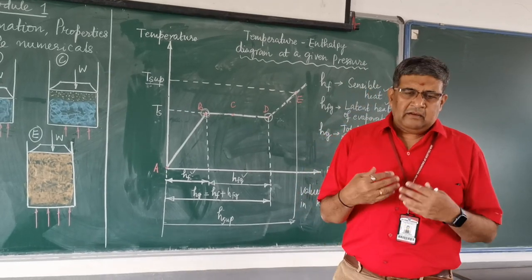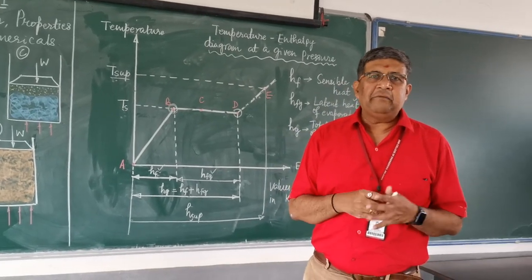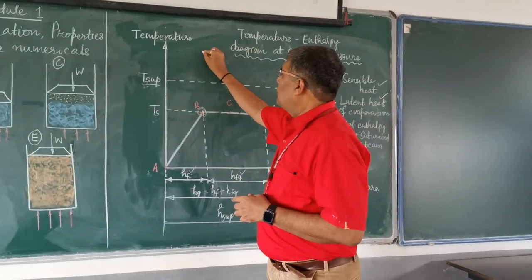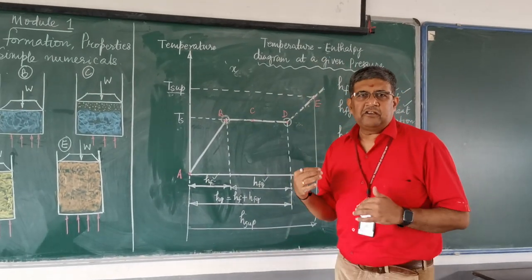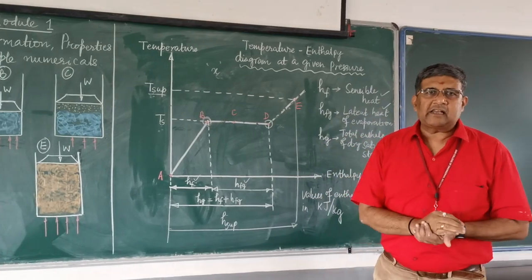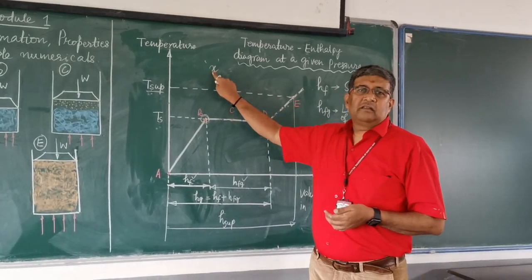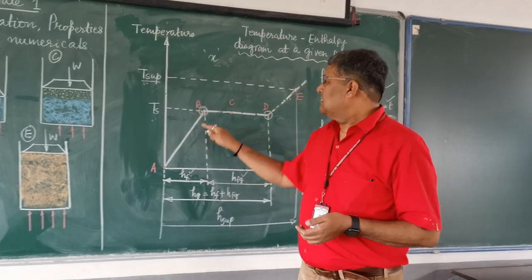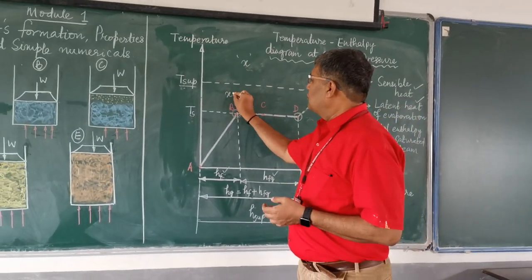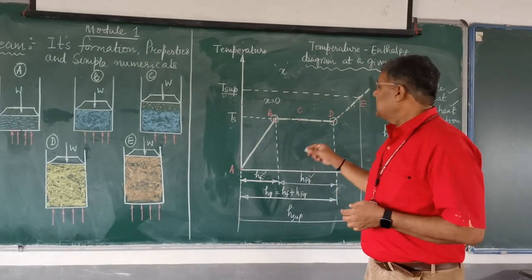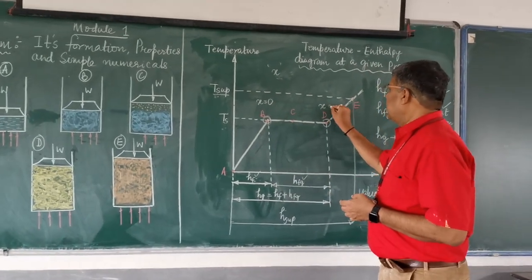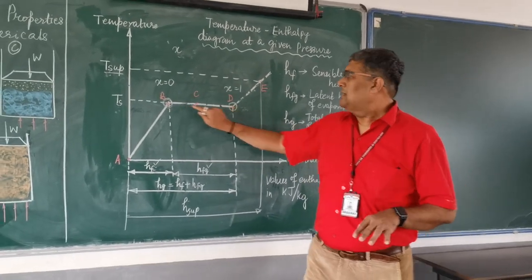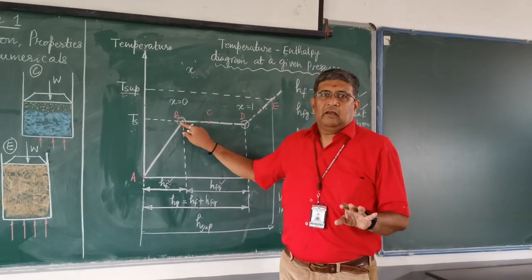And the quality of steam is normally defined by what we call the dryness fraction, which is denoted by small x. All these definitions we will be discussing in the next class, but the dryness fraction is defined as x. So what we need to understand is at this point B, x is equal to 0, and at this point D, x is equal to 1. So here it is completely wet and here it is completely dry.